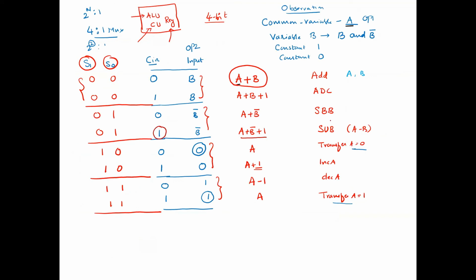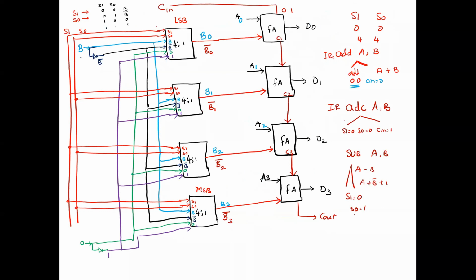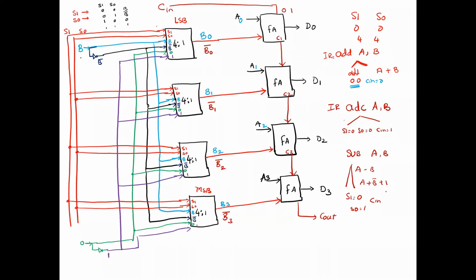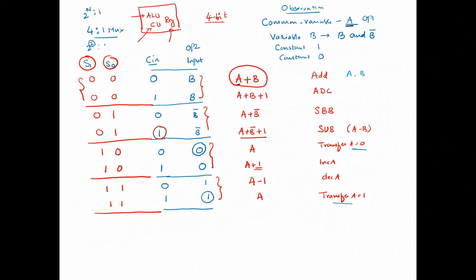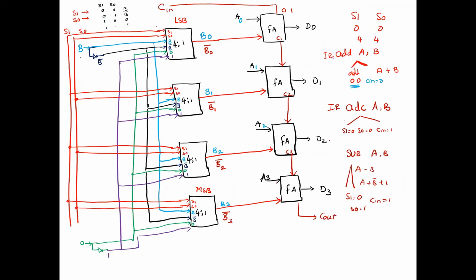So for subtract, we have this option: S1 should be 0, S0 should be 1, and carry in should be 1. If carry in is 0, then it is only subtract with borrow, A plus B bar. Got it?